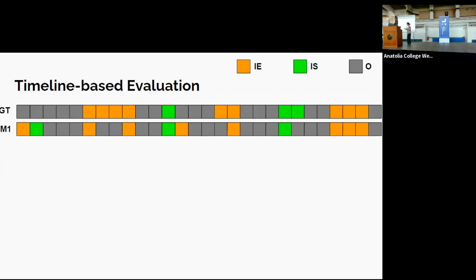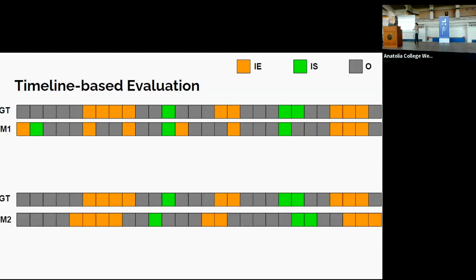Now, one of the issues here is how you actually evaluate a timeline-based task. So if you have, let's say here, two timelines. Let's suppose this is your ground truth, and this is the labels given to your timeline by some kind of model. The orange are the escalation labels, the switches are the switch labels, and gray is none. Now, you see that this system captures some of the phenomena, but misses the range.